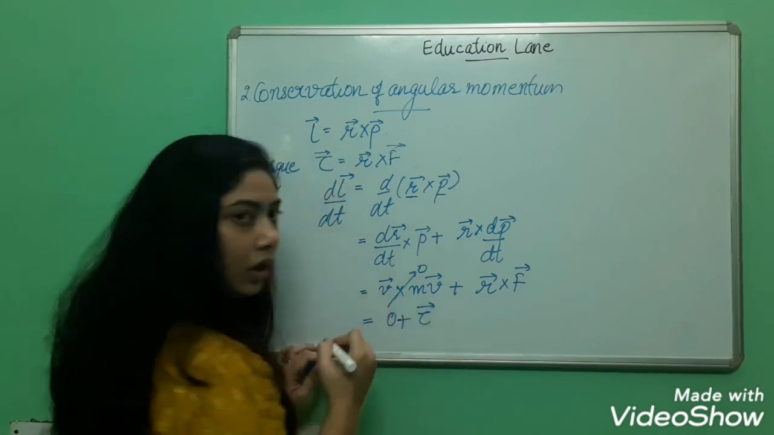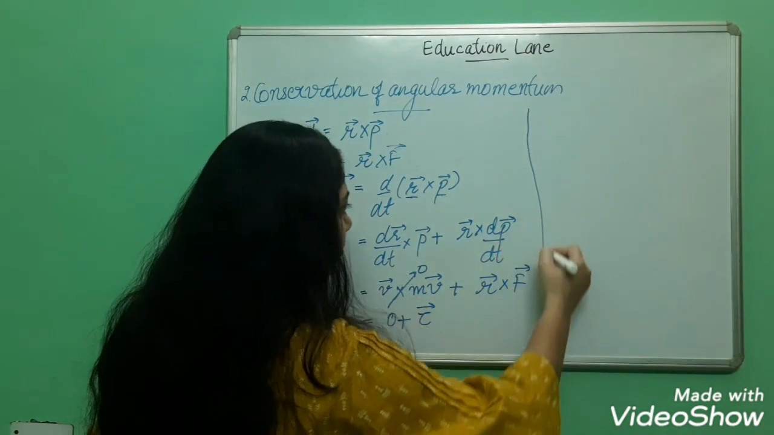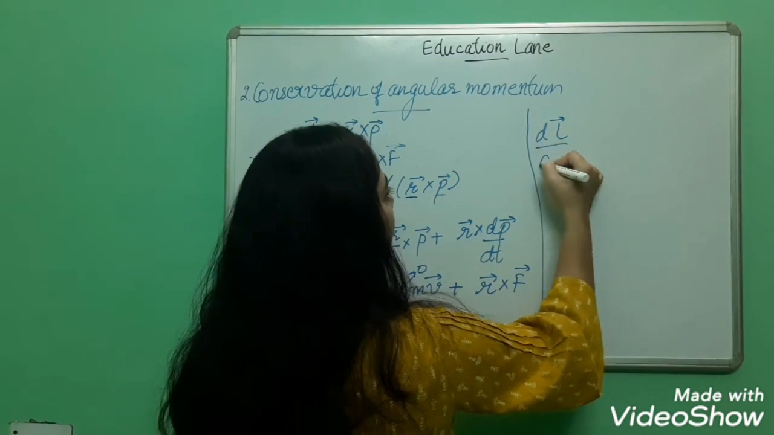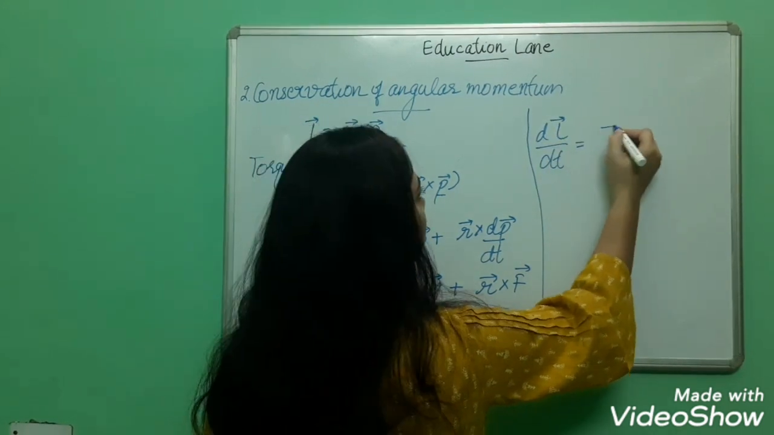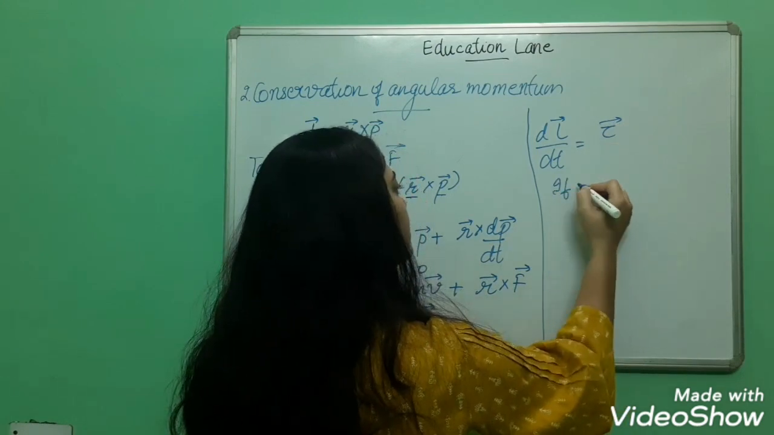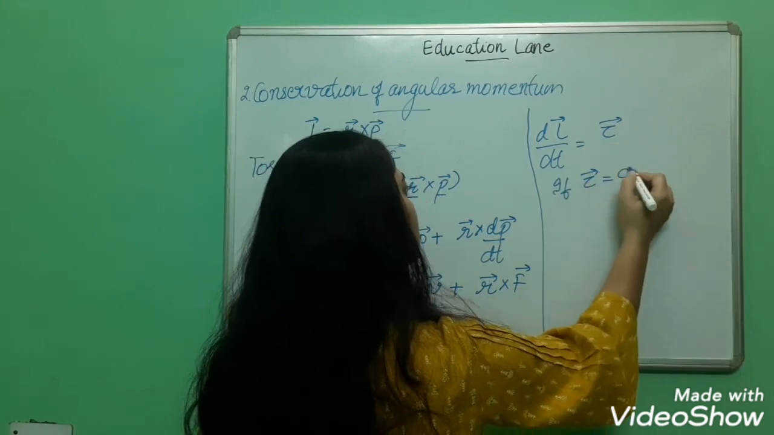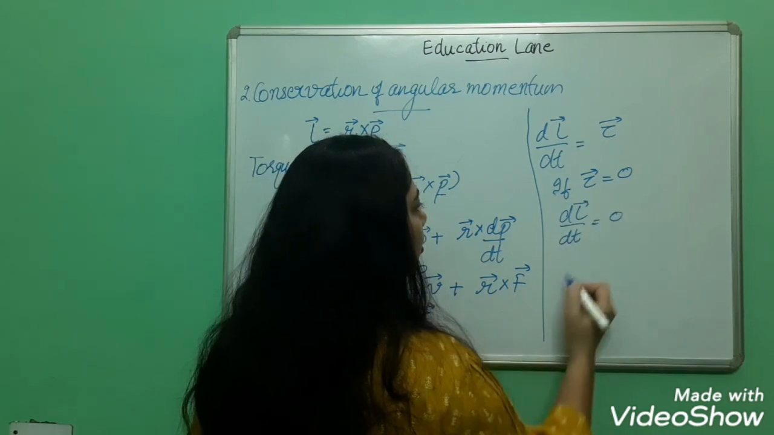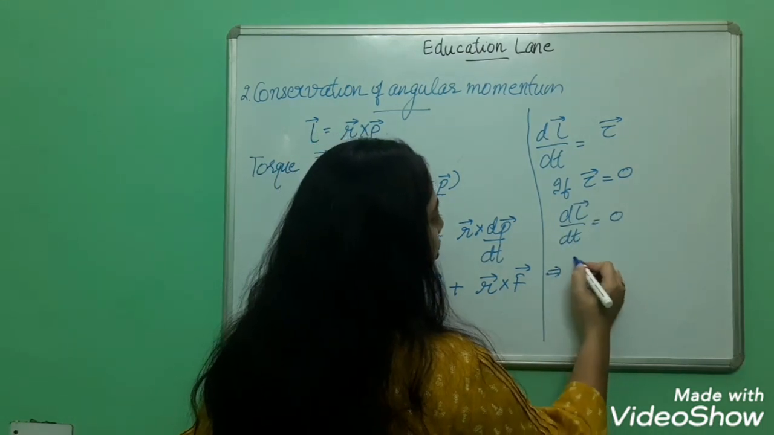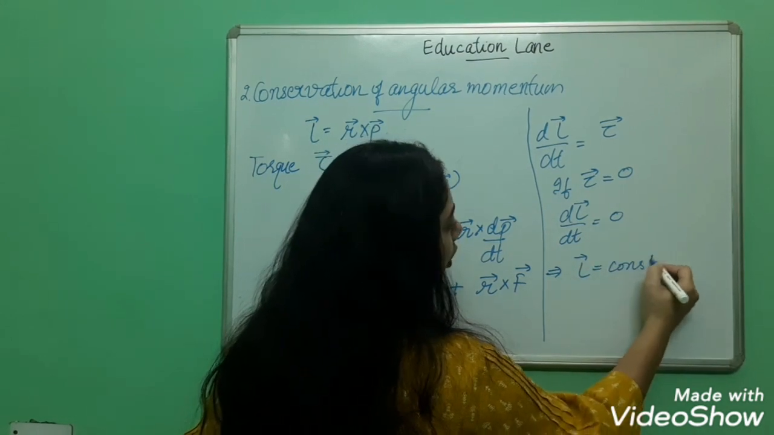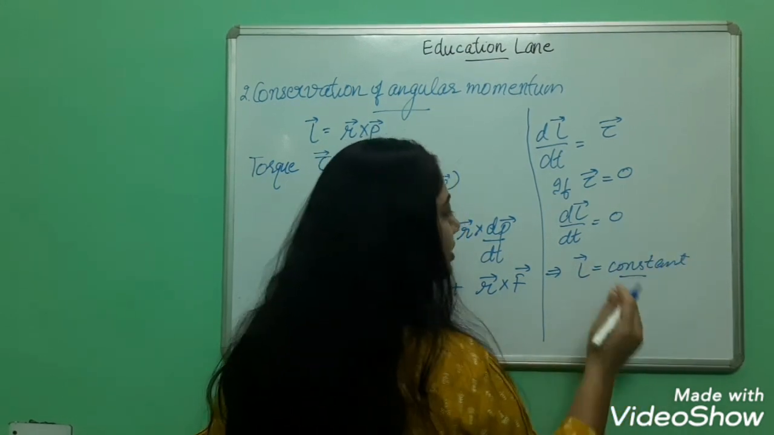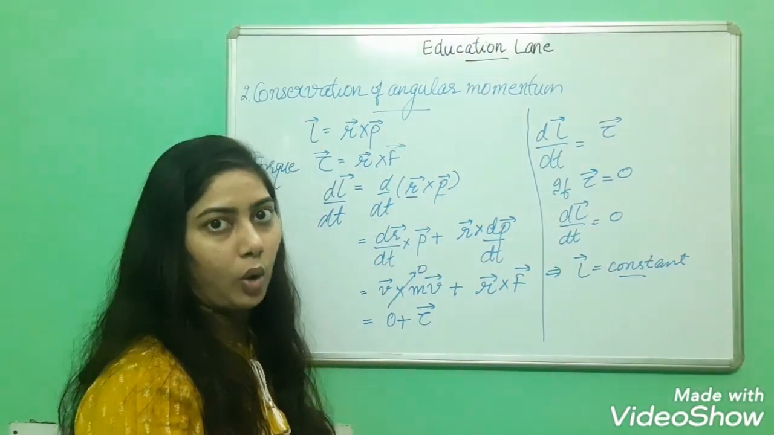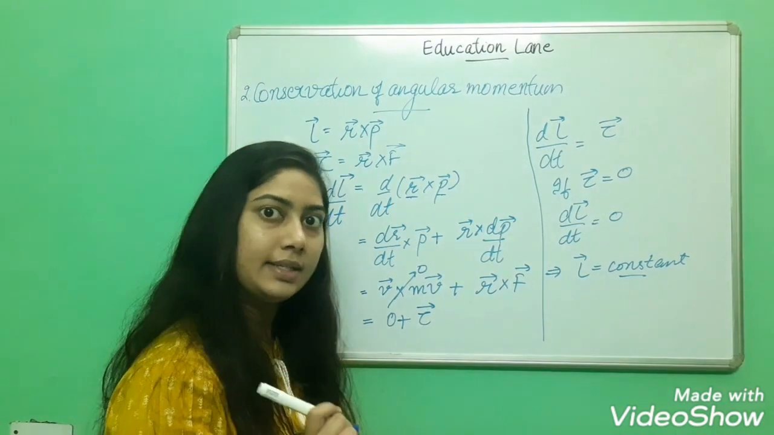Plus torque. Now dL by dt is equal to torque. If the external torque applied on the system is 0, then dL by dt will be 0, so L will be constant, and hence my angular momentum remains constant if the external torque applied on the system is 0.